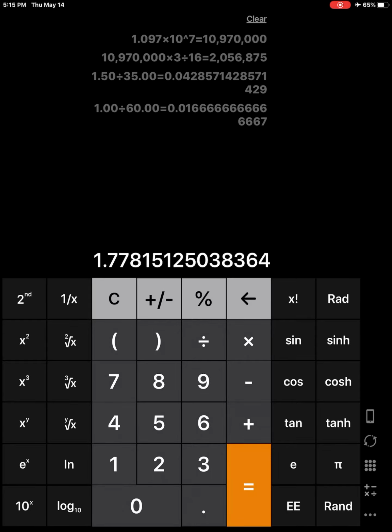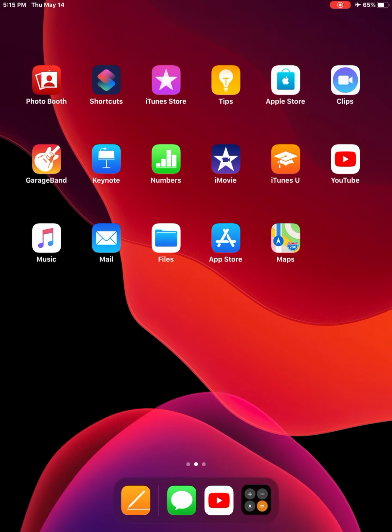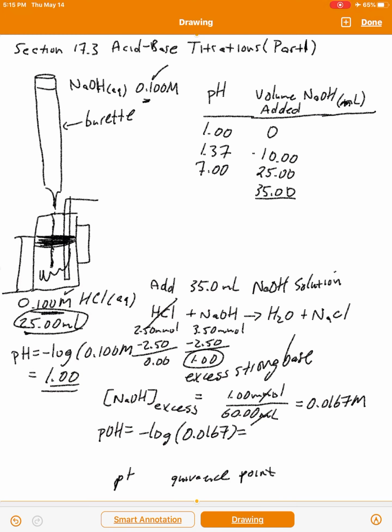Take the log, change the sign, 1.78. Be careful. This is not the pH. It's the pOH. So the pH is 14 minus that. It's basic, right? It's got to be basic. It's a strong base. It's going to be above 7. So take a look at what has happened.